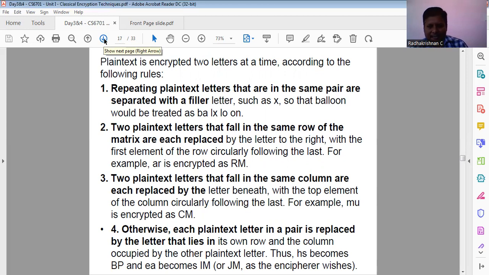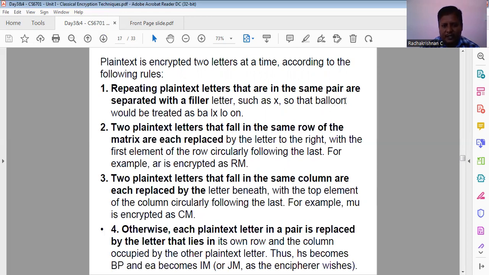Repeating plain text letters that are in the same pair are separated with a filler letter such as X, so that BALLOON will be written as BA, LX, LO, ON. We call it BA LL, so we separate it as LX.